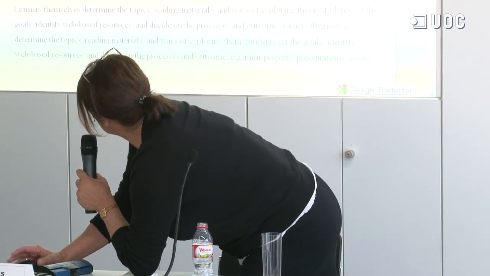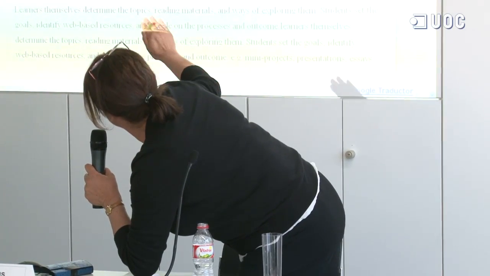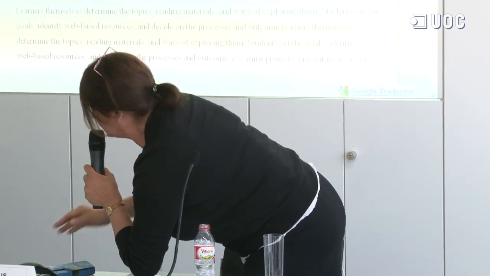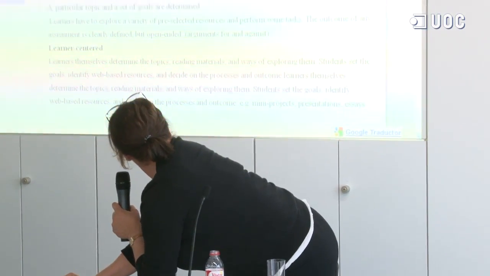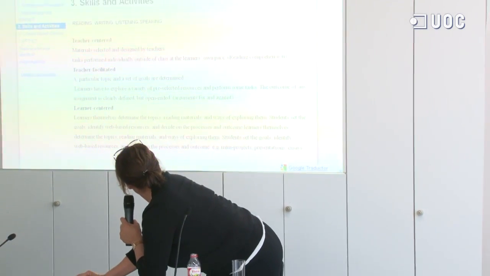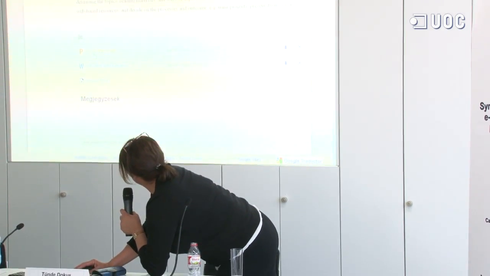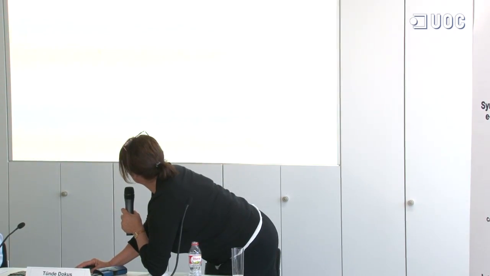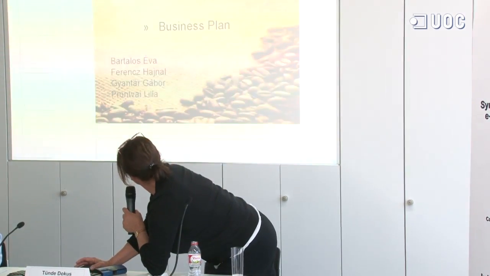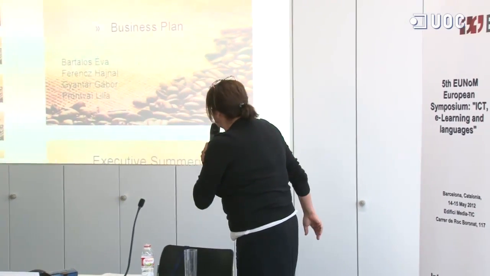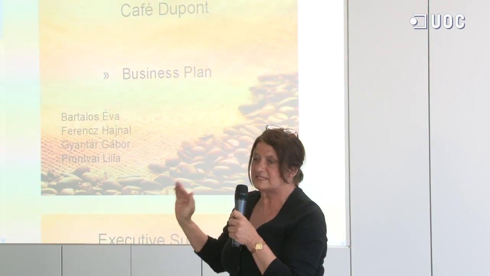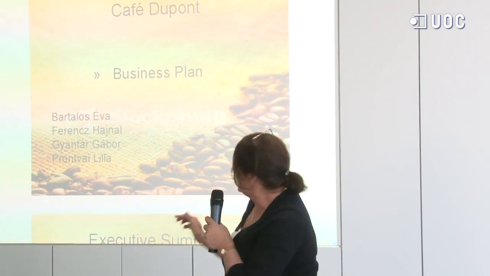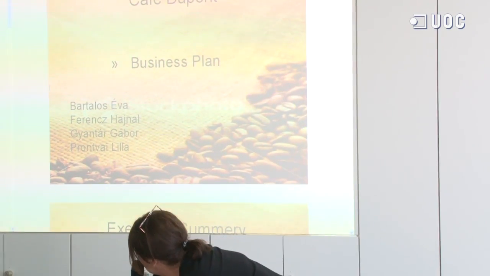Skills and activities. I just put there what could be a teacher-centered, teacher-facilitated, or learner-centered way. For example, students made a presentation. It was an international group at Corvinus University, and there was a French girl, etc. They prepared a business plan like that, so they had to put everything there.